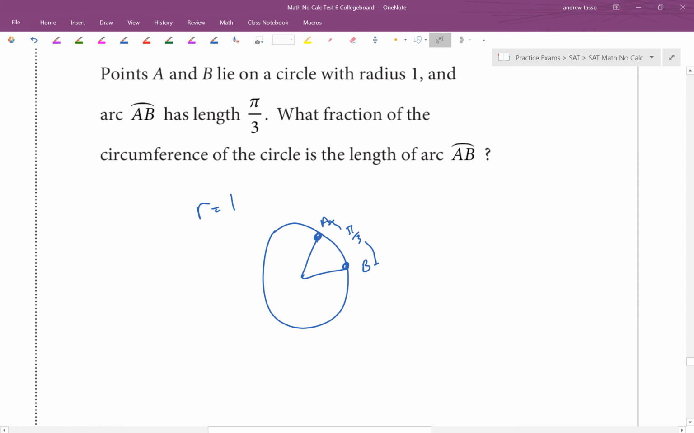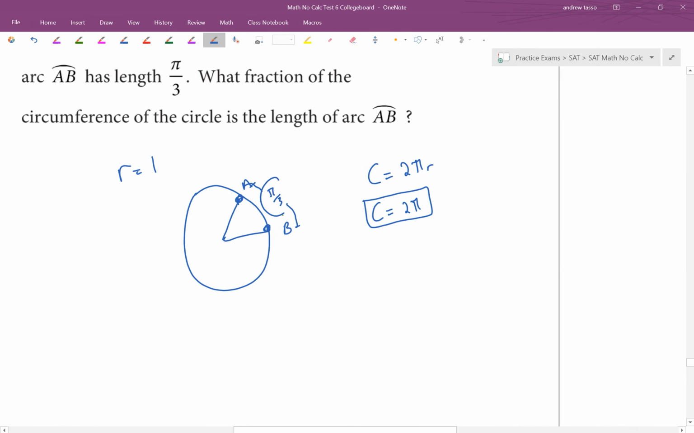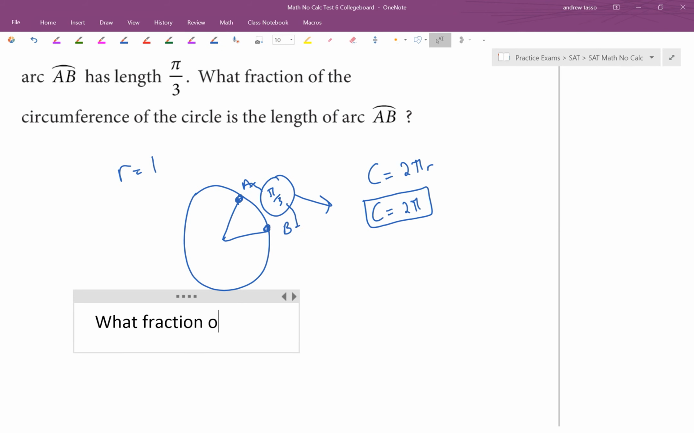Okay, so the circumference of a circle with a radius of 1 we can find by using C equals 2 pi r. So 2 pi times 1 is just going to be 2 pi. So that's our circumference. So the question is asking, what fraction of 2 pi is pi over 3? Right? So let's list that out again. What fraction of 2 pi is pi over 3?